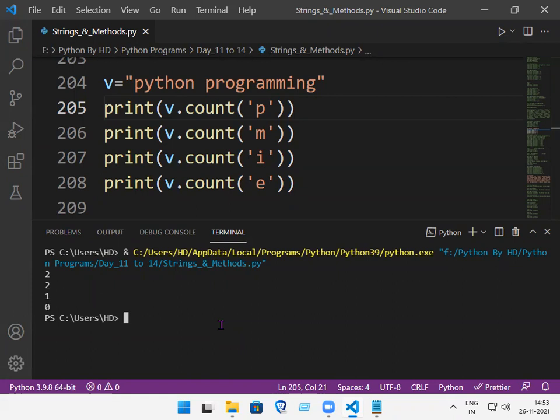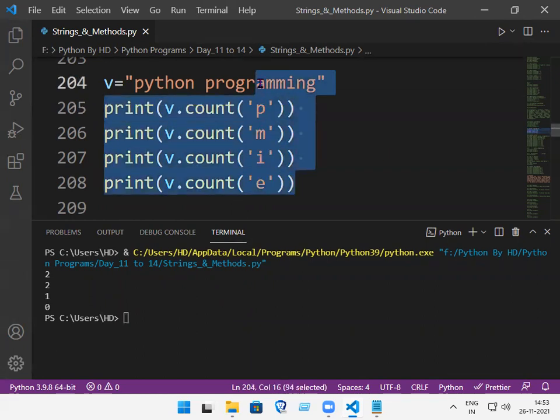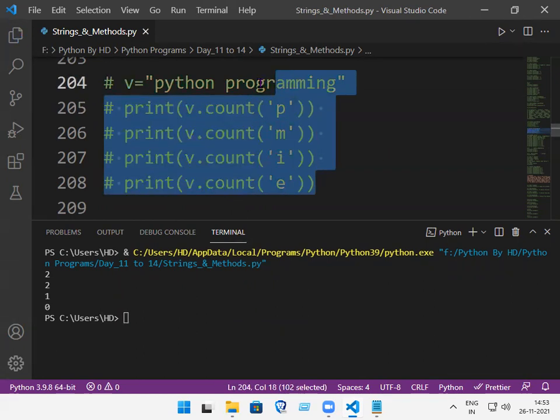Right, clearly, okay. In the case of index, what happens if the value is not there? You get value error, substring not found. In the case of find, you get the output -1. In the case of count, you get the answer 0. So this is the most asked question in interviews. Okay. Done.